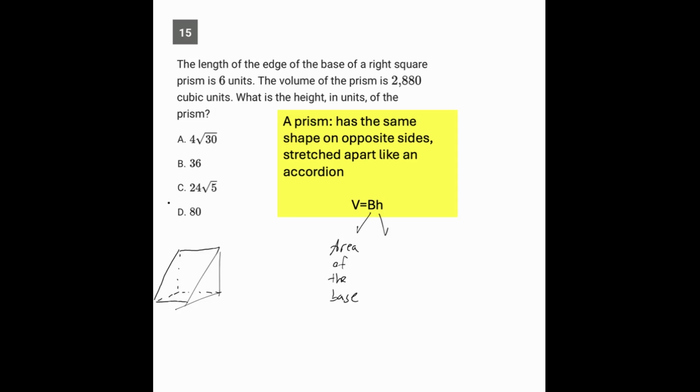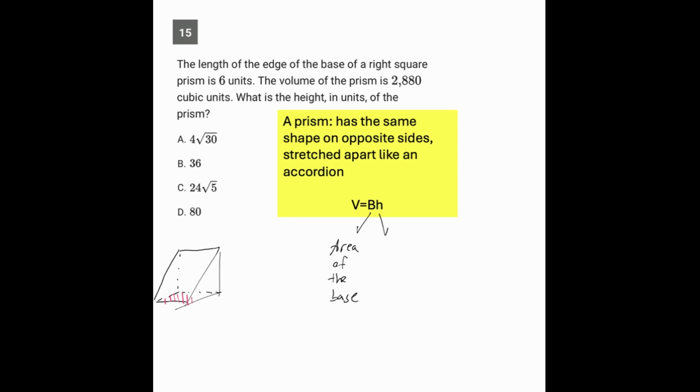Now, in most situations, we would consider the base to be the bottom because that's what it's sitting on, it's the base. But for a prism, the definition is really important because we're talking about having the same shape on opposite sides, and those opposite sides are the base.